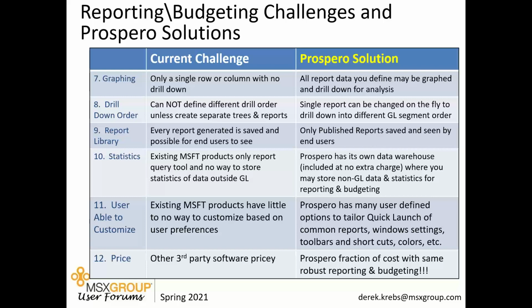A second example of non-GL data would be on the revenue and cost of goods sold side. Perhaps I want to take it down to the customer or product level, which might not be segments in my general ledger, but we do have the ability to include them within our reporting and budgeting. And the last line there, another thing we're proud of in differentiating ourselves, is that it's not going to cost you an arm and a leg.